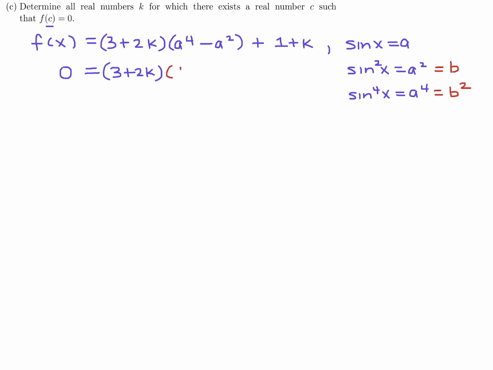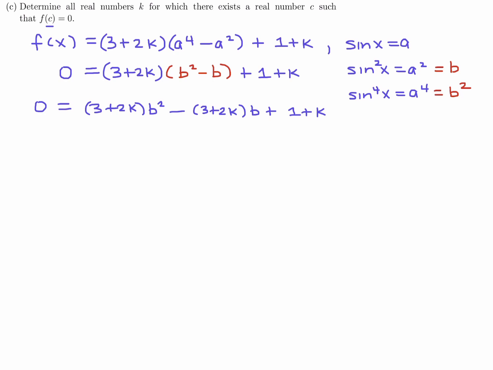So this becomes b squared minus b, and the rest is exactly the same. It's not too big of a change. All right. Now let's multiply this out. So this becomes (3 plus 2k) times b squared minus (3 plus 2k) times b, and then this lone 1 plus k out in the end there.